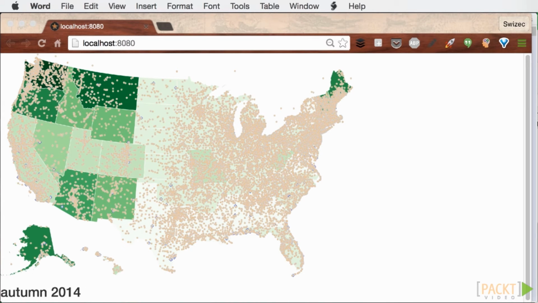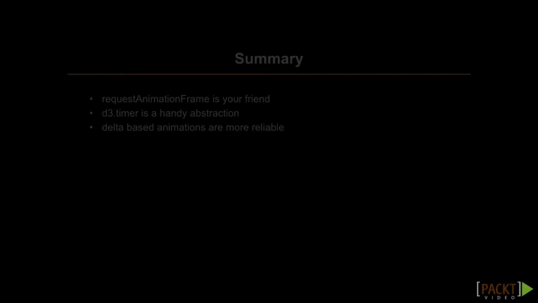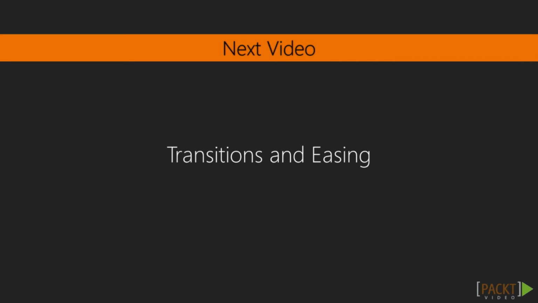Wow, that got pretty complicated towards the end. We went from calling a function once a second to this weird system of figuring out how many frames were dropped and how much we should draw each time we're called to make a reliable animation. But we've learned that requestAnimationFrame is our friend, that D3's timers are pretty cool, and that while messy, delta-based animations are absolutely necessary for anything but the simplest tasks. In the next video, we're going to look at making simple animations using transitions.